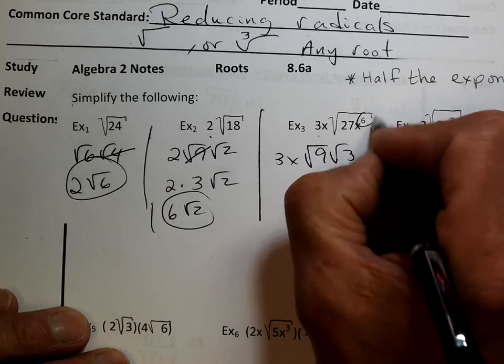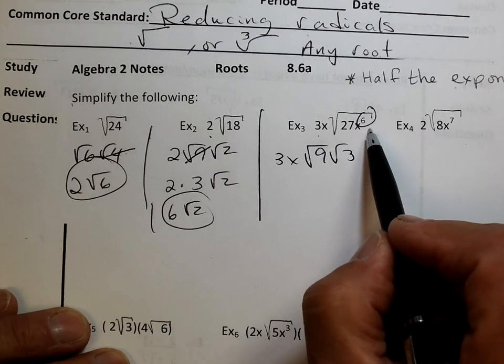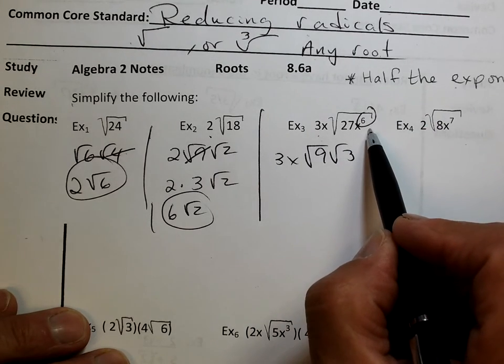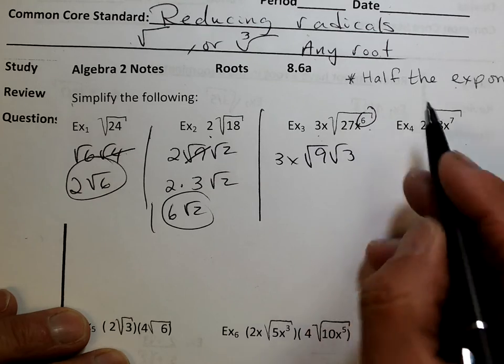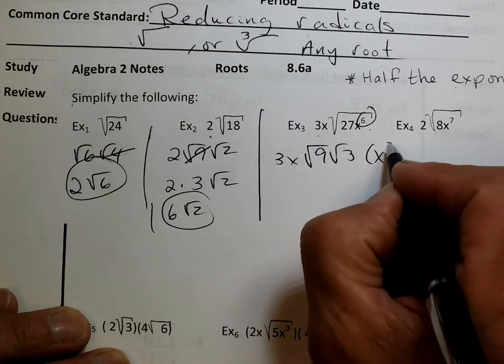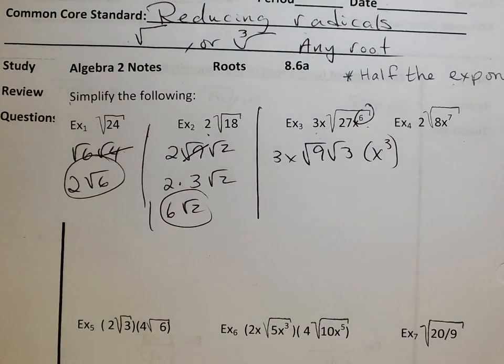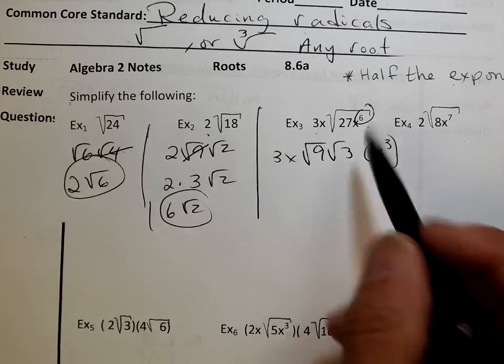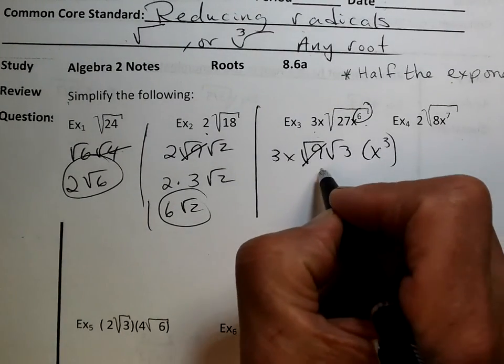Now, we're going to take half. With exponents, we're going to take half of it, okay? So half of 6 is just 3, so we just get an x to the third. Because we know x cubed times x cubed is x to the 6th, right? You guys agree with that? And that's why we take half of it. We know the square root of 9 is 3.